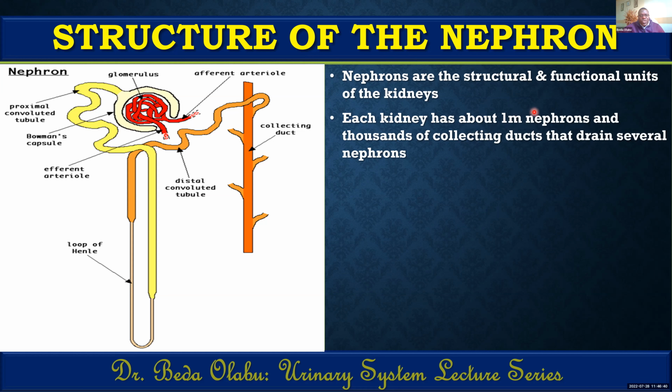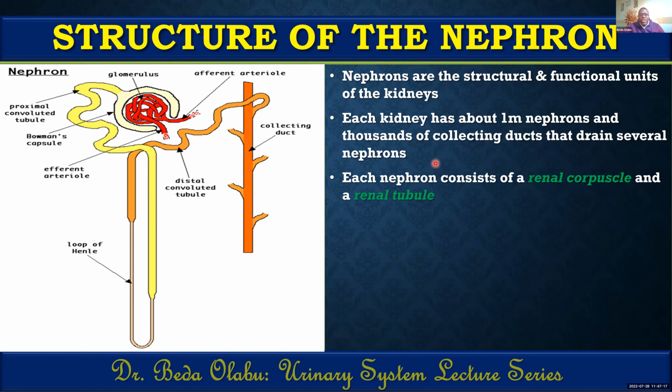Now, even though there are about 1 million nephrons, the number of collecting ducts is fewer. This is because multiple nephrons drain into a single collecting duct. And in the previous class, we agreed that a collecting duct and all the nephrons that it drains constitute the renal lobule, while one pyramid and the surrounding cortical tissue constitute the renal lobe. So there's a lobe and a lobule.